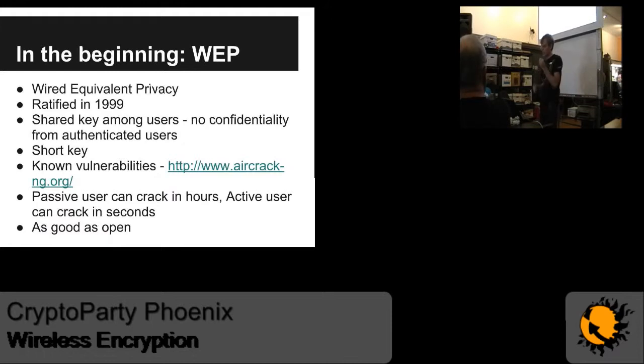So in the beginning, we had WEP. This was in 1999, and at the time, strong cryptography was still under export restrictions in the United States, so there were a variety of security problems with this. It only had a 40-bit key, which is really not sufficient ever.